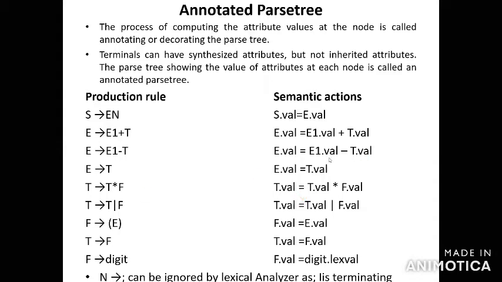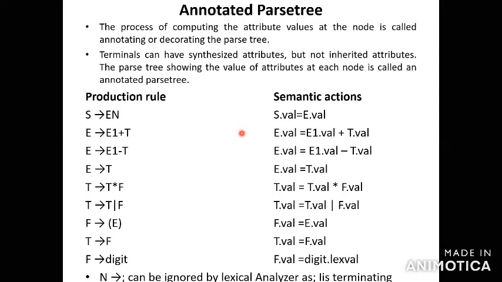What is the first production you have to check? S goes to E n. The n can be ignored by the lexical analyzer, so you have to write only for the given things. So how do you draw the annotated parse tree for the given grammar? Based on the given grammar, you have to write the production and semantic action as it is, and specify the productions. The parse tree showing the values of the attributes at each node is called the annotated parse tree. So how do we draw the diagram based upon the given productions?